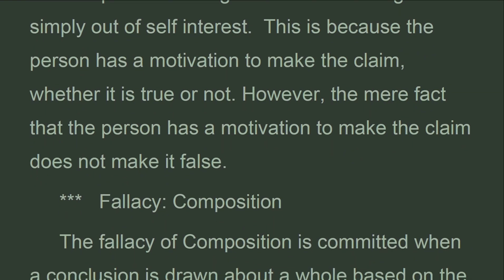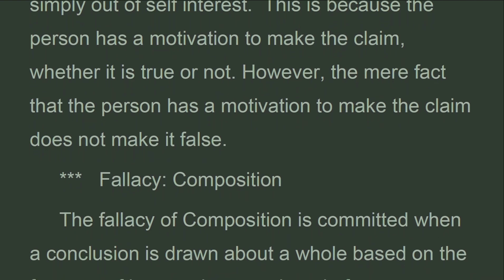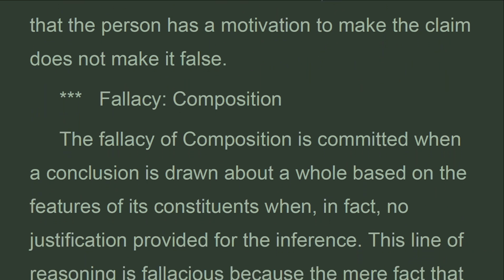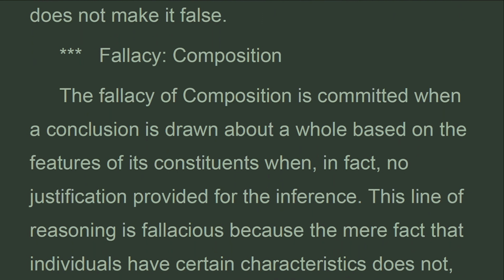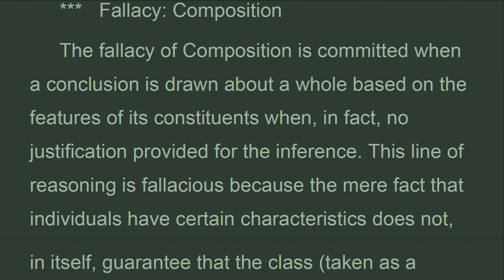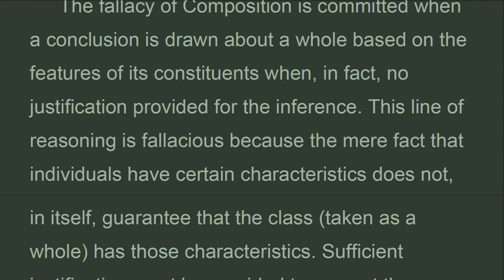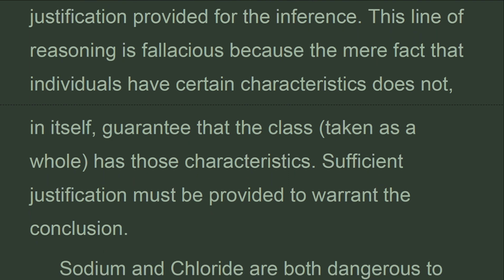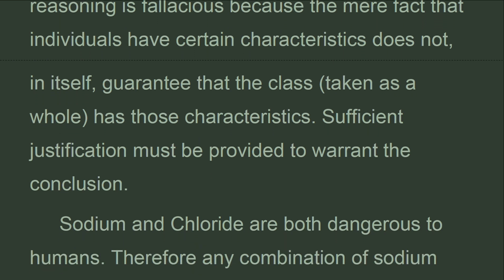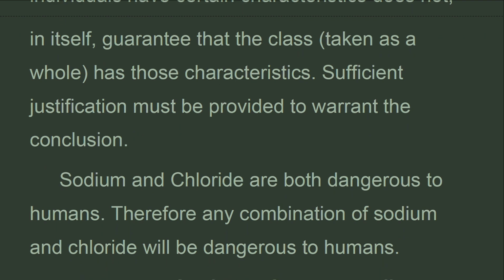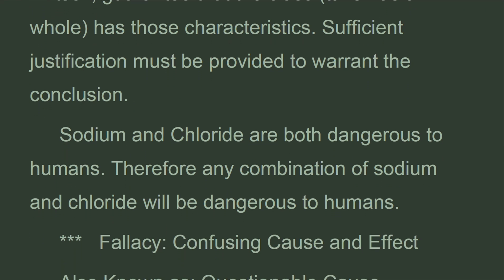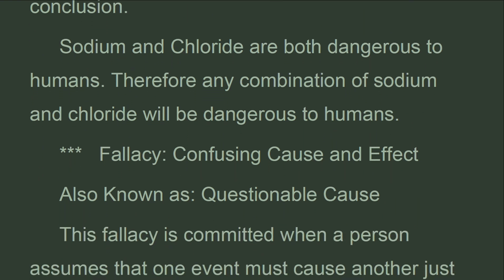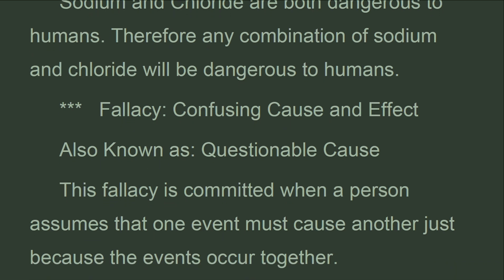Fallacy: Composition. The fallacy of composition is committed when a conclusion is drawn about a whole based on the features of its constituents when, in fact, no justification is provided for the inference. This line of reasoning is fallacious because the mere fact that individuals have certain characteristics does not, in itself, guarantee that the class, taken as a whole, has those characteristics. Sufficient justification must be provided to warrant the conclusion. Sodium and chloride are both dangerous to humans. Therefore, any combination of sodium and chloride will be dangerous to humans.